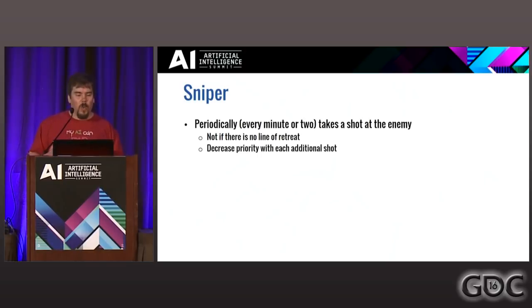where periodically, every minute or two, this is military simulation now, not games, he wants to take a shot at the enemy. In games, it would probably be more often. But also, this is military simulation, so unlike most game characters, our sniper wants to live. So if he doesn't have a line of retreat, he's not going to take a shot. And that's pretty common for real-world snipers. If they don't think they have a way to get away, then they're not going to engage.